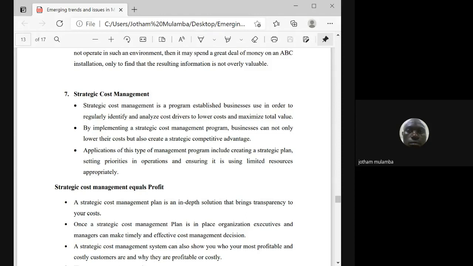Now, when you talk of strategic cost management, we look at which are the areas where we incur much cost. Once we have identified those areas, then we can put in some controls. How do we control this cost? For example, at Kenya Institute of Management, if we are incurring huge cost on transportation, then you can look at how we control this cost of transportation.